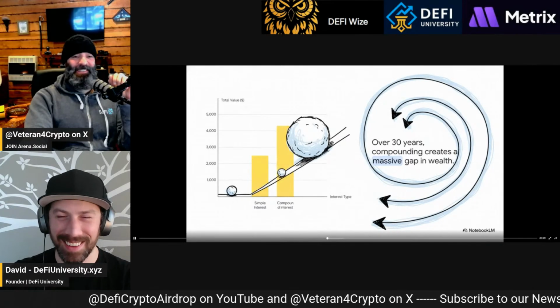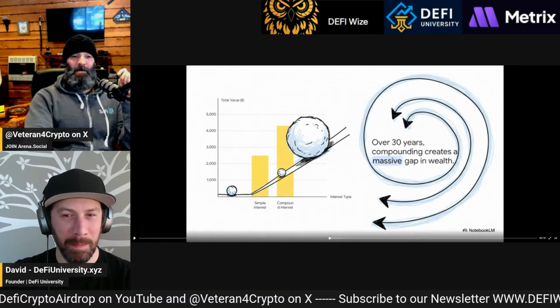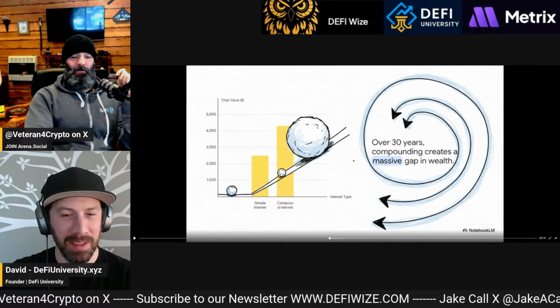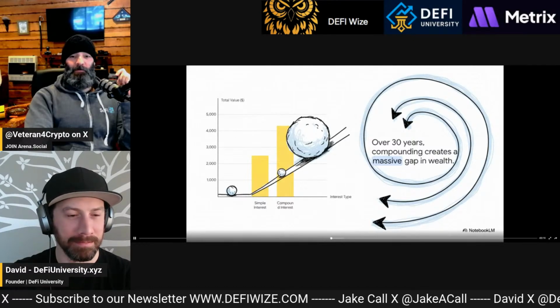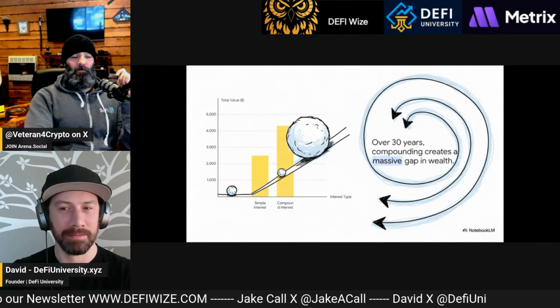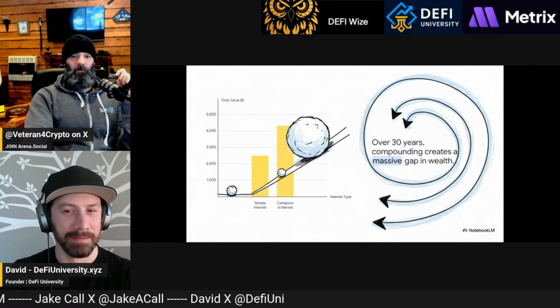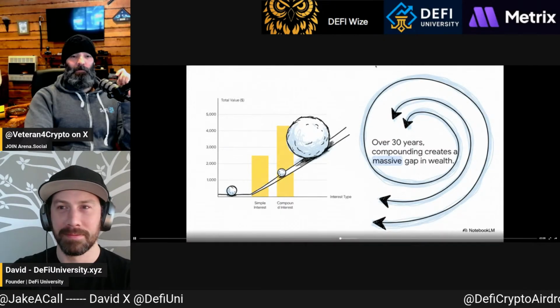That single interest account grew to $2,500. Not bad. The compound interest account, it exploded to over $4,300. That's almost double the earnings, all from that tiny little effect of earning interest on your interest.